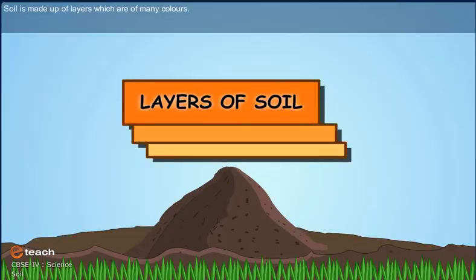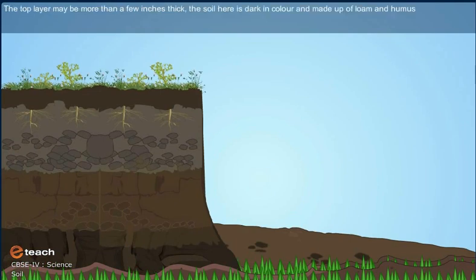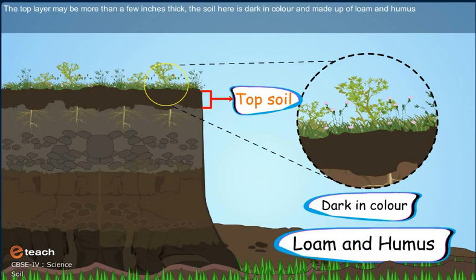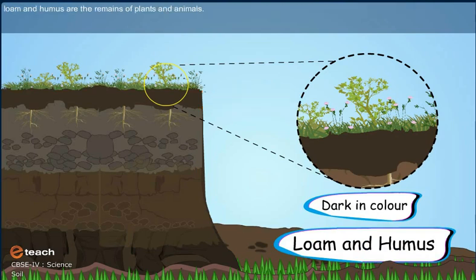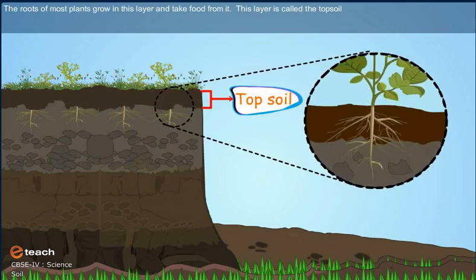Soil is made up of layers which are of many colors. The top layer may be more than a few inches thick. The soil here is dark in color and made up of loam and humus. Loam and humus are the remains of plants and animals. The roots of most plants grow in this layer and take food from it. This layer is called the topsoil.